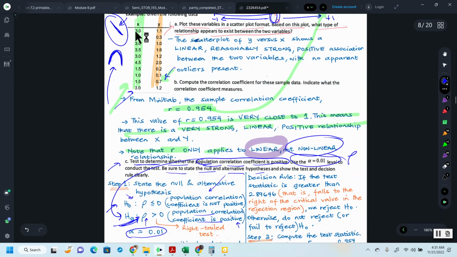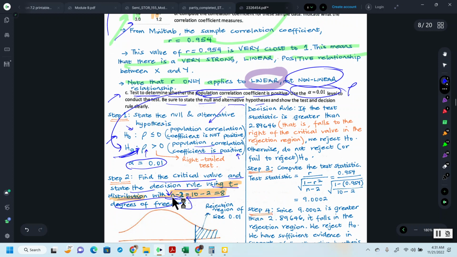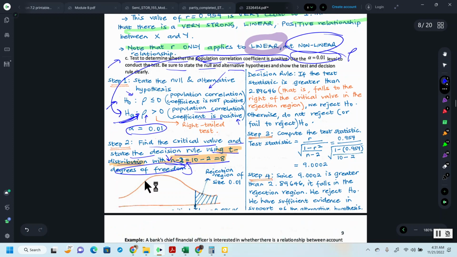So if I go back to the data set and I count how many rows I have here, 1, 2, as far as 10. So my n in this case, the sample size, is 10, which represents the number of rows of data. So 10 minus 2, that is 8. Set that down. Then we want to go and use the t distribution. And take note, this is a right tail test. So I'm going to sketch the t distribution and I'm going to locate the right tail.